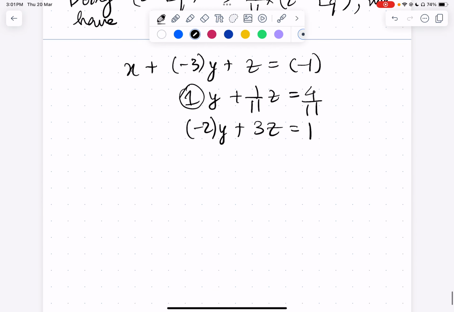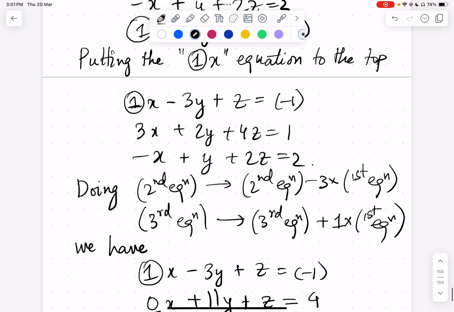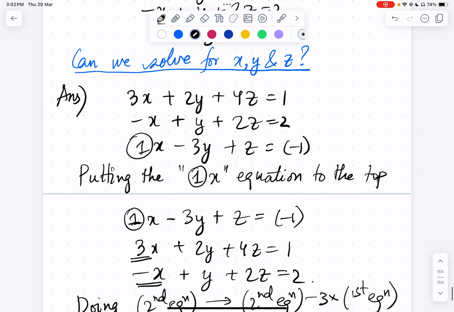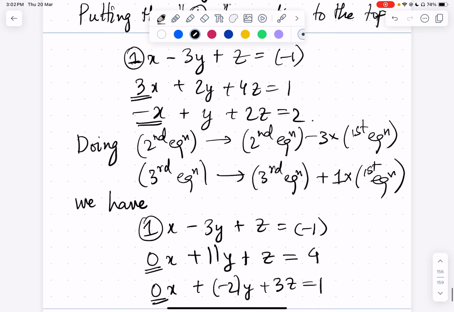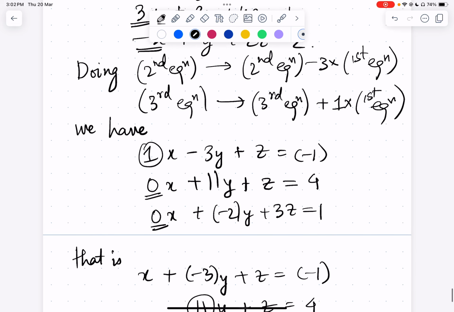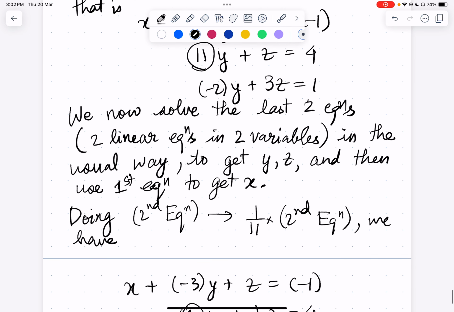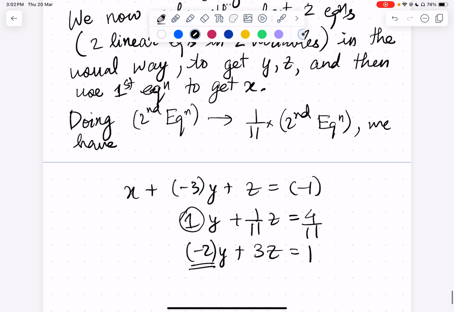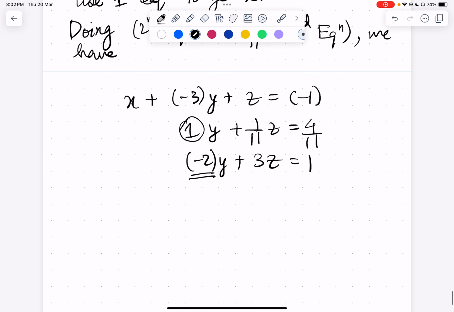So now we'll use this 1 to get rid of the minus 2 here. Okay, I'll underline minus 3x and minus x. In the first step, we used the 1x to eliminate the 3x and minus x terms in the other two equations. Now we are changing this 11y to a 1y, and using this 1 to eliminate y in the third equation.